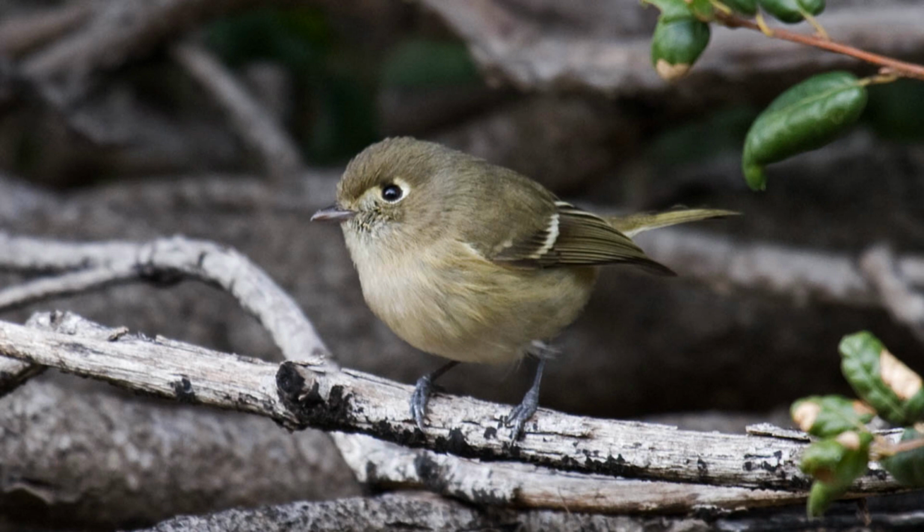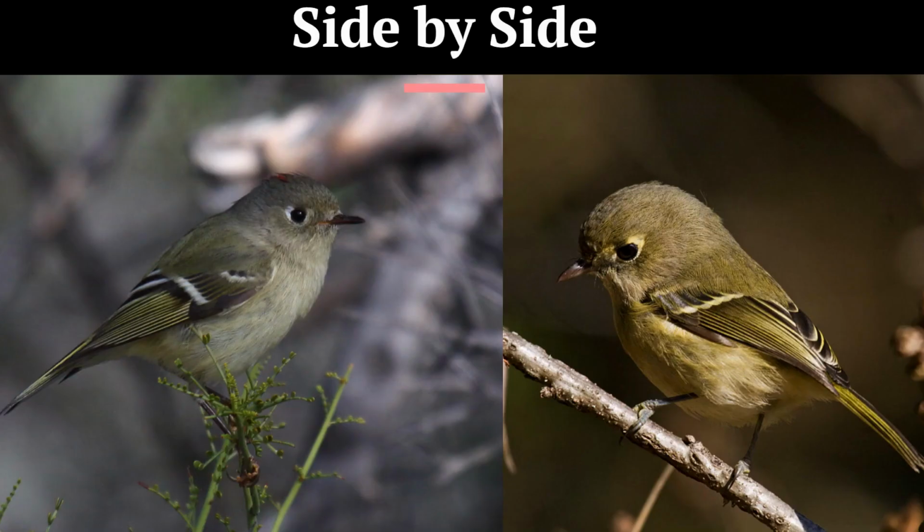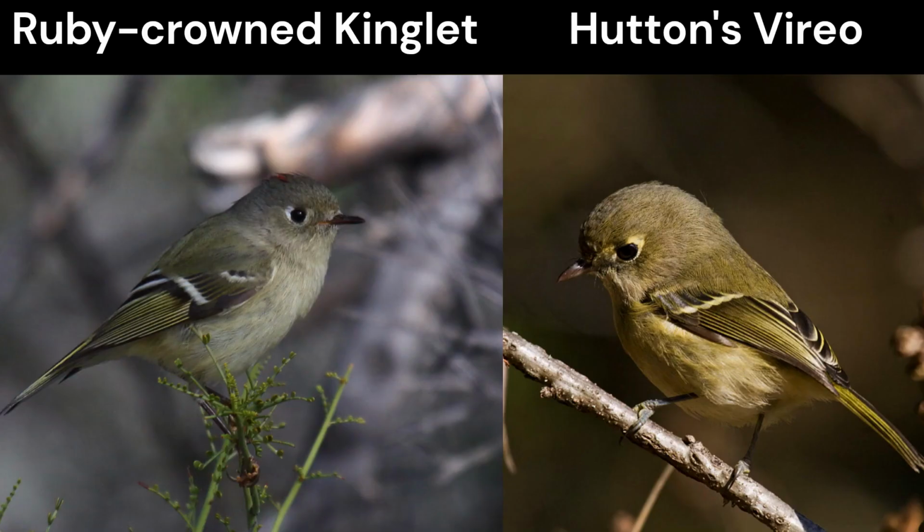This Hutton's vireo appears greener than the previous bird. Again, thick hooked bill, pale lores, blue-gray legs and feet, lack of a dark bar across the base of the secondaries. Here is the summary of identification features.